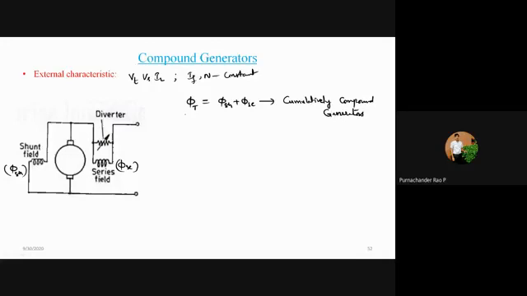Okay, so the net flux is added here. Because of these two fluxes, the net flux gets increased, and therefore your generated voltage increases, and the terminal voltage also increases. And for the other case, this is phi SH minus phi SE.